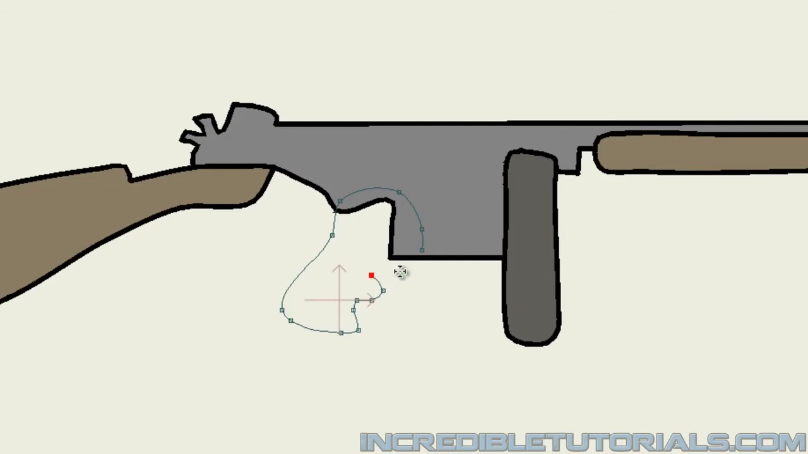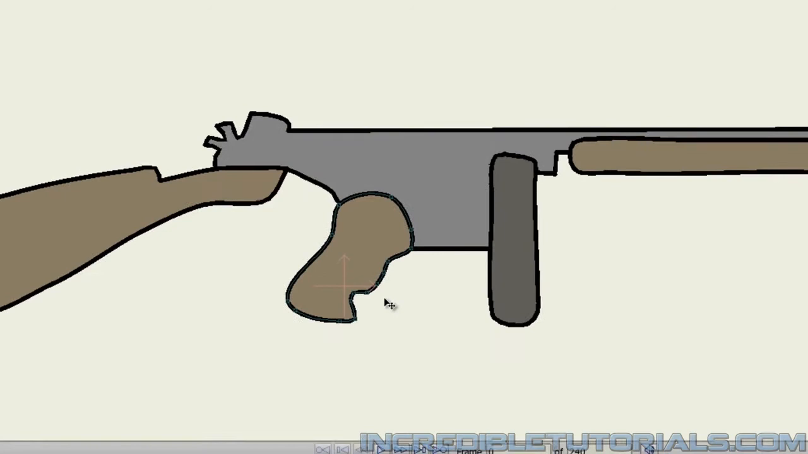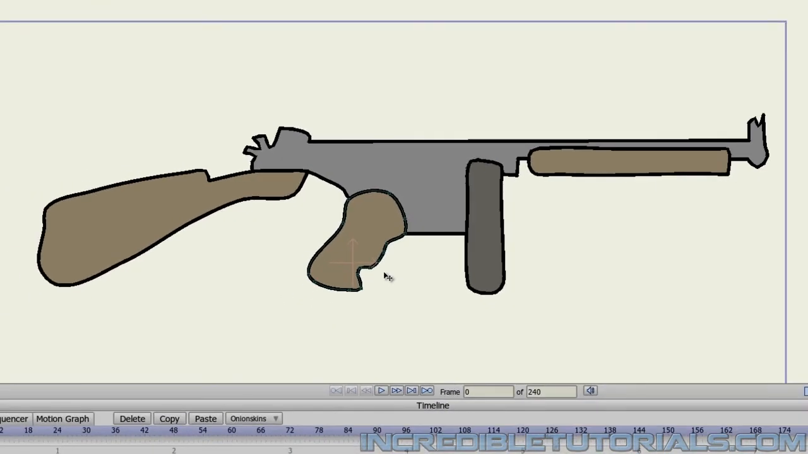I might actually undo that. It's looking a little bit too obvious. There we go. That looks a little better. And then I will just fill that in to create the handle for the gun. I can adjust that if needed. Now finally, we'll need to put an area for the trigger.